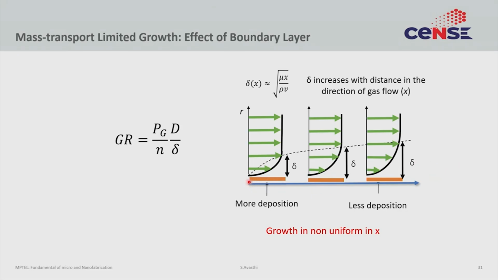So if this is a wafer, the edge that is facing the gas flow will have a smaller boundary layer, and the edge that is trailing the gas flow will always have a thicker boundary layer. So as delta changes with the edge, so would the growth rate. The deposition at this edge of the wafer would be very different from the deposition at this edge of the wafer. So there is non-uniformity just because of non-uniformity in delta.